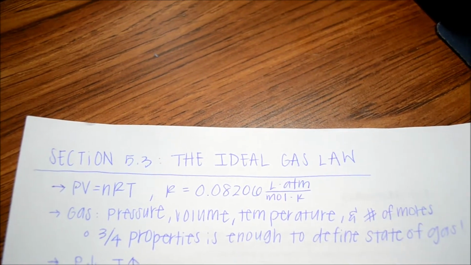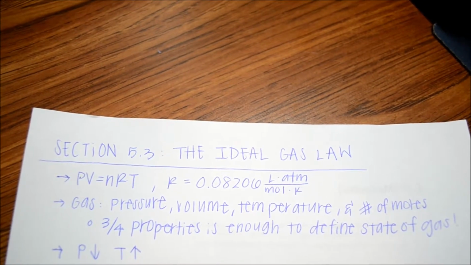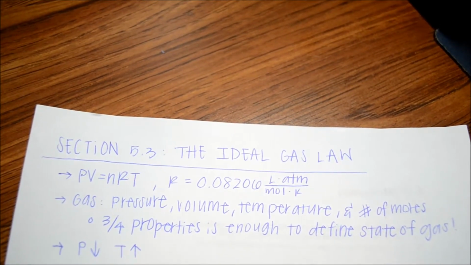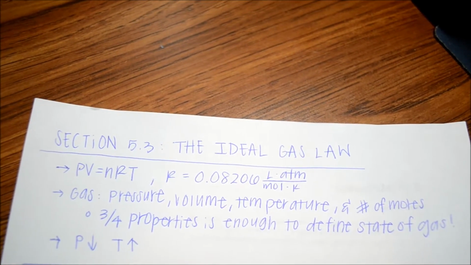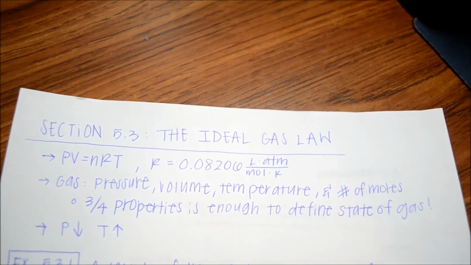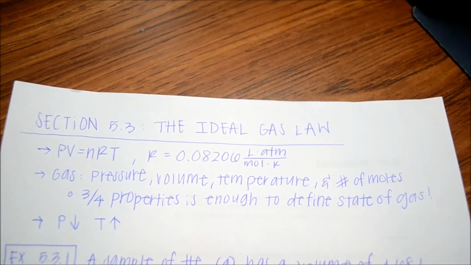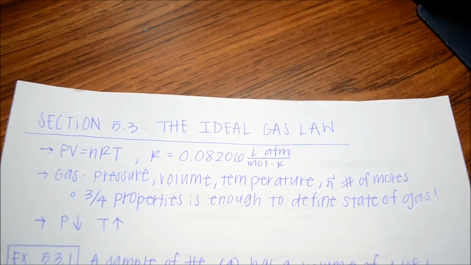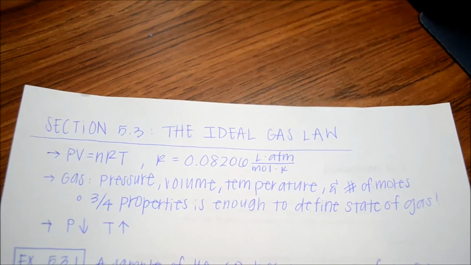Moving on to Section 5.3, the ideal gas law is an equation for calculating the state of a gas. The formula is PV equals nRT, where R is a constant with the value 0.08206 liter atm per mole Kelvin. The state of a gas is described by pressure, volume, temperature, and number of moles. Knowing only 3 of the 4 properties listed is enough to define the state of the gas, because the last property can be found through the ideal gas law equation.